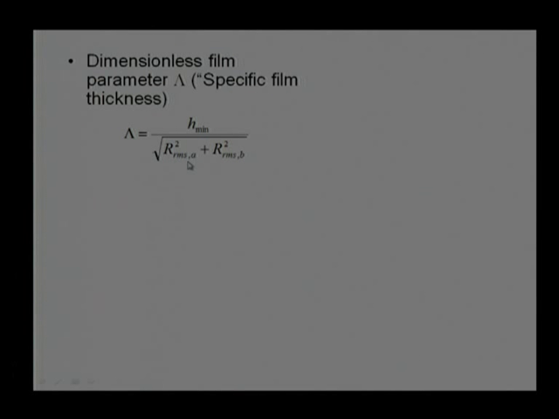So, here the RMS value of surface A and the RMS value of surface B are accounted. If the RMS value of any one surface is higher, then overall this dimensionless film thickness parameter, or lambda, will be lesser. To increase this lambda value, we need to increase the separation between two surfaces. That means, if we provide a lubricant layer, or some soft material, or some powdery material between two surfaces, that is going to increase this capital lambda value.